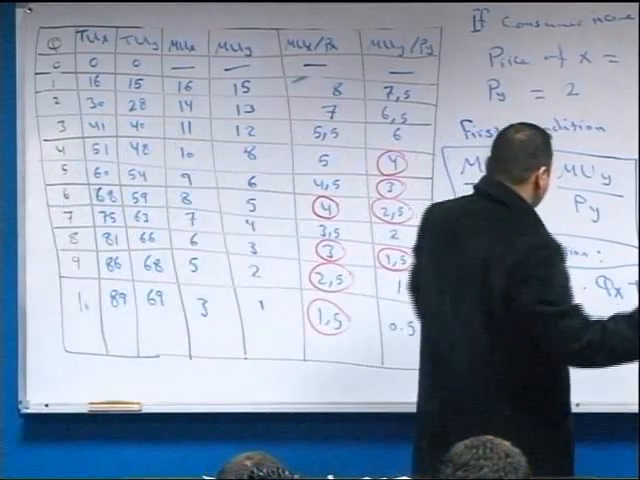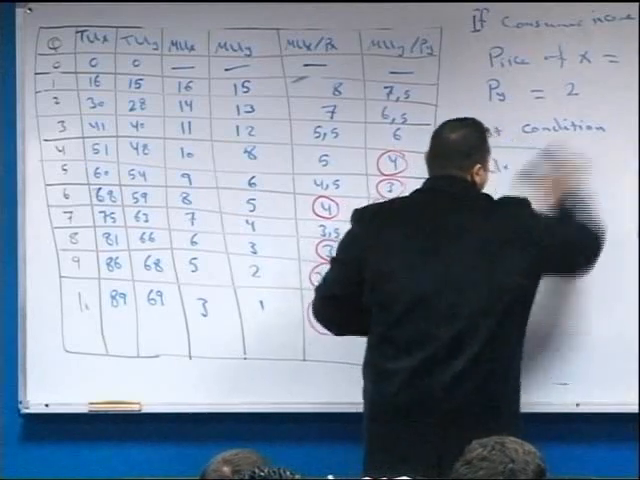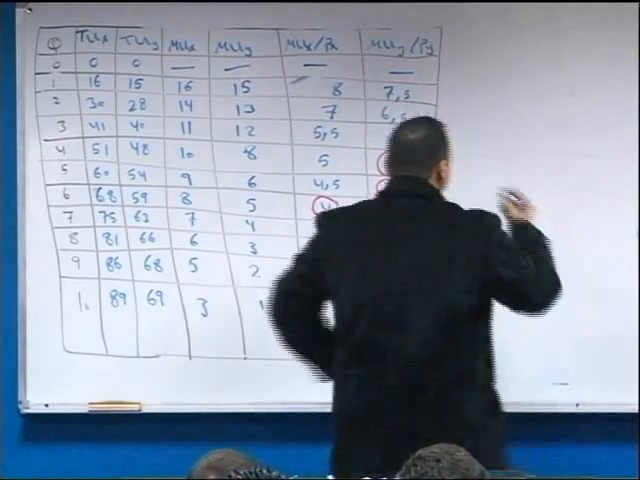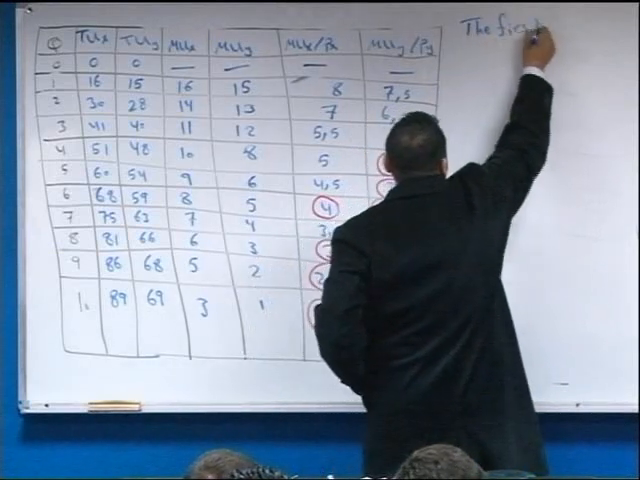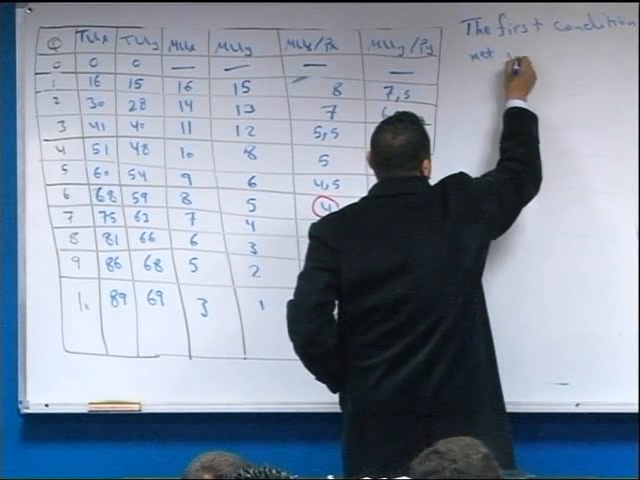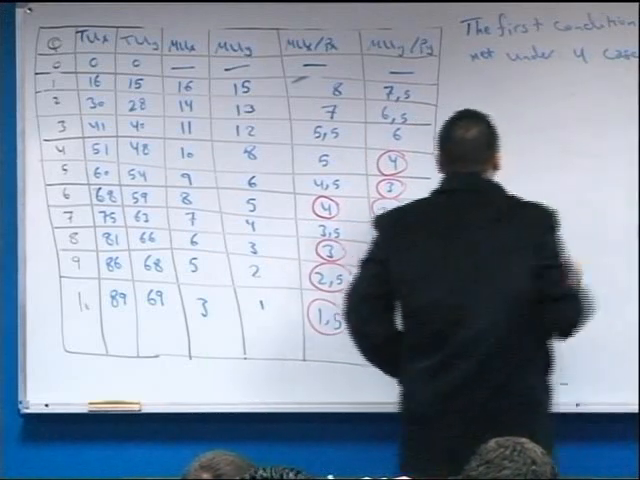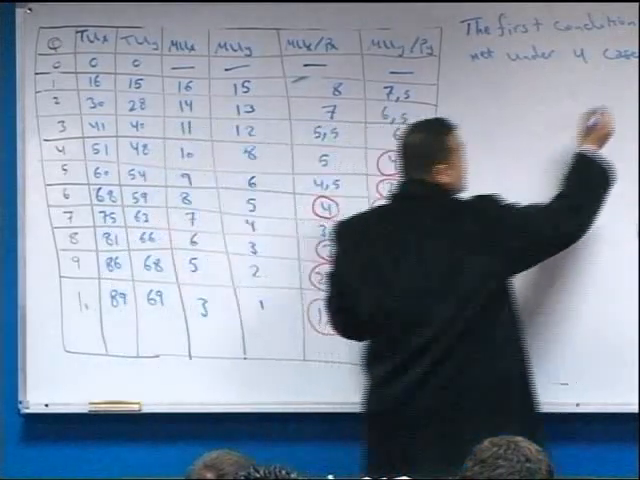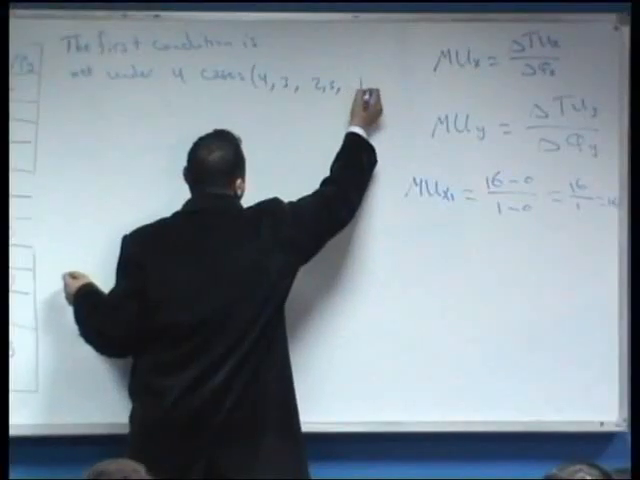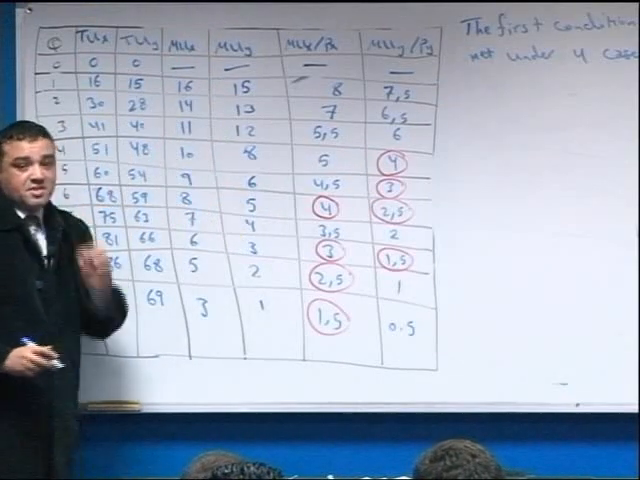So we can say that the first condition is met or achieved at 4 cases: 4, 3, 2.5 and 1.5. These 4 cases met the first condition.